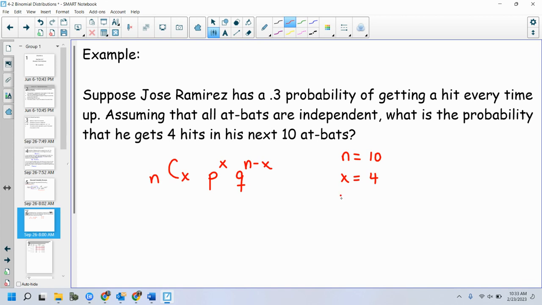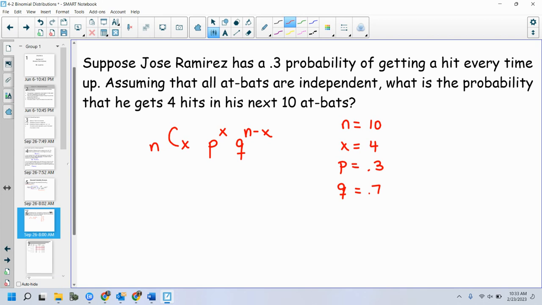What's p? Which is 0.3. What's q, therefore? 0.7. The probability of not getting a hit. We have everything we need, don't we?